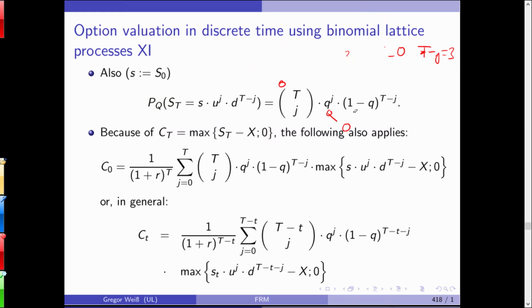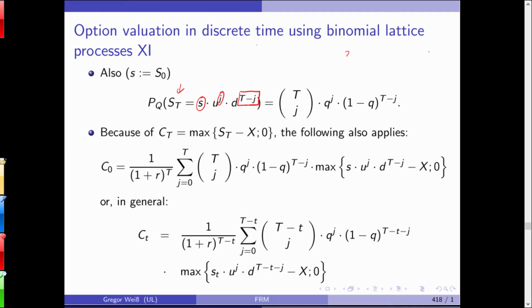And take a look at it. The stock price at the end is the initial stock price times j times up and t minus j times down. And this is given by a binomial distribution. t over j times q to the jth power times 1 minus q taken to the t minus jth power. So we know the probabilities.